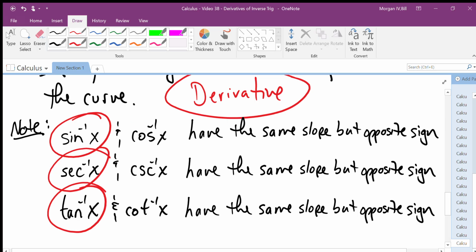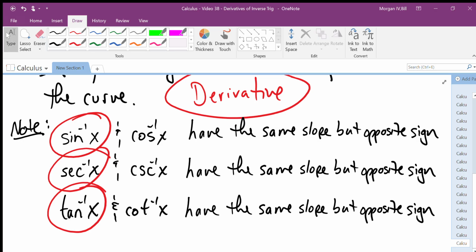What is the derivative of inverse sine of x? What is the derivative of inverse secant of x? What is the derivative of inverse tangent of x? And we're going to walk through how to find each of those three derivatives. And then I'm going to come back at the end and say the derivative of inverse cosine of x is the same as the derivative of inverse sine of x, but I'm going to throw a negative sign on there. And same with the inverse cosecant and inverse cotangent.